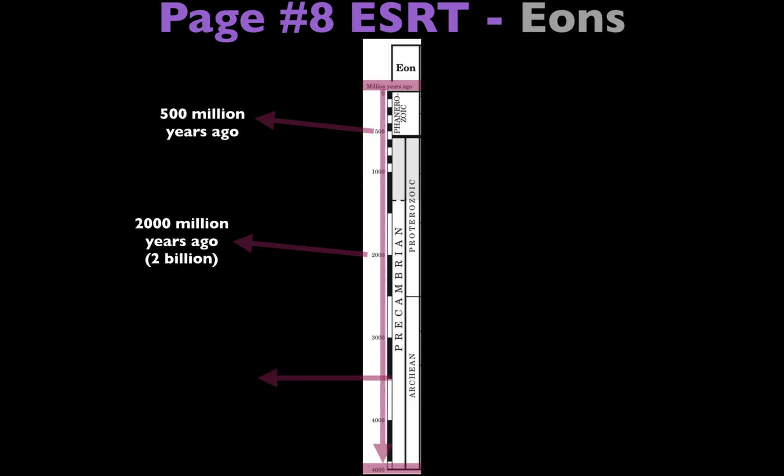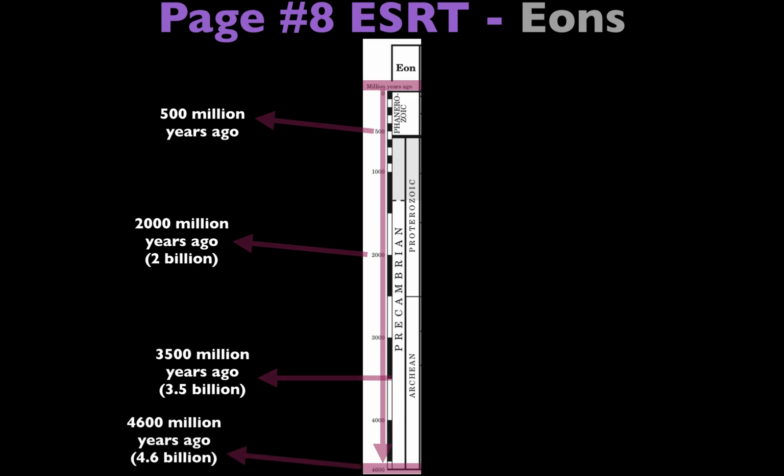Go even further down, now you're halfway between 3,000 and 4,000 million years ago, so we would estimate this to be 3,500 million years ago, which is the same as 3.5 billion. And then finally, we end with 4,600 million years ago, which is the same as 4.6 billion years ago, which is the age of Earth and the rest of our solar system.